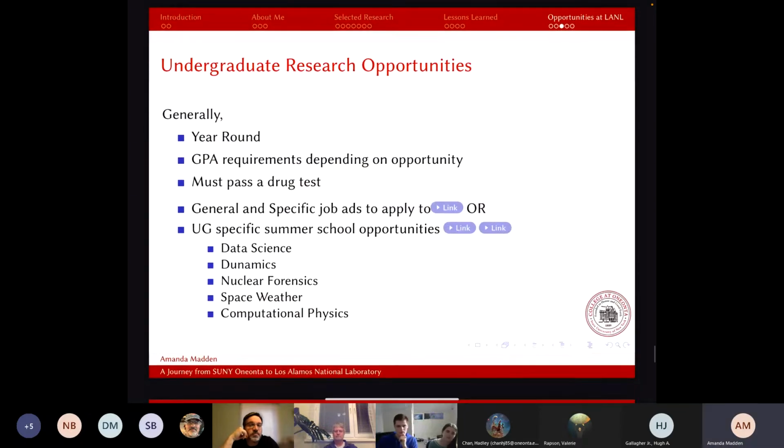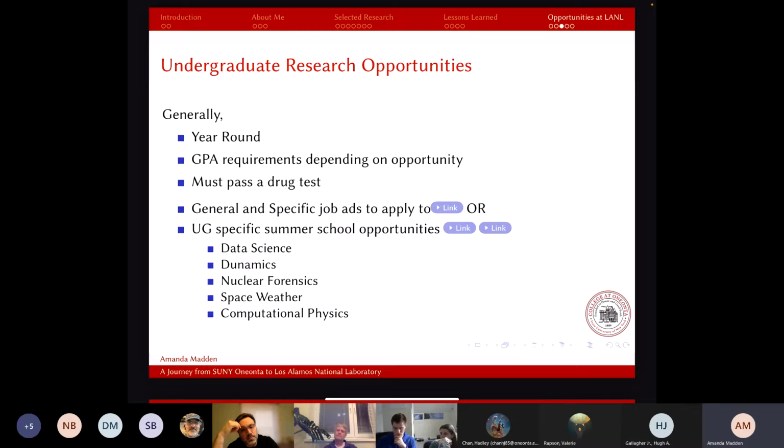And then specifically at Lanl, there are several undergraduate research opportunities. Generally, these happen year-round. It's not just the summer. There are GPA requirements which change depending on which opportunity you're looking at, and it does require that you pass a drug test before they'll extend you an offer. But there are things, and I've got links here I can send to Dr. Gallagher to share with you guys if you're interested. There are both general job ads and also specific job ads to work on specific projects. And those are available to look at all year round.